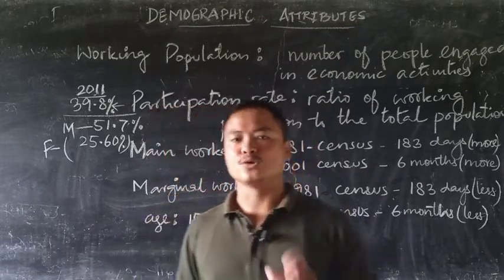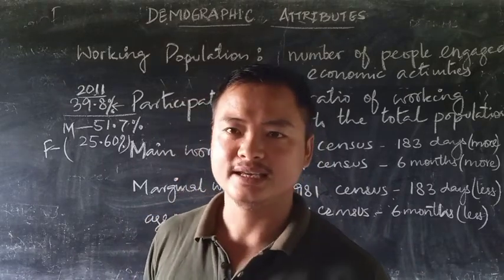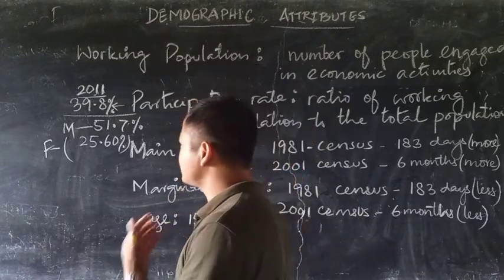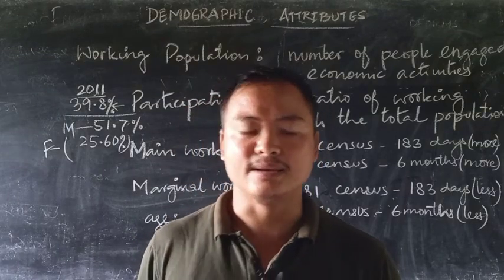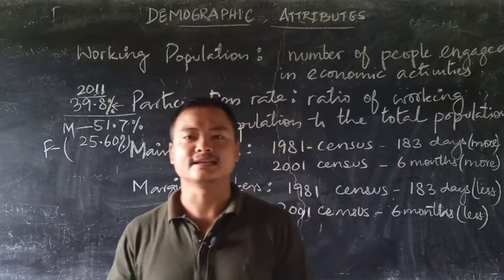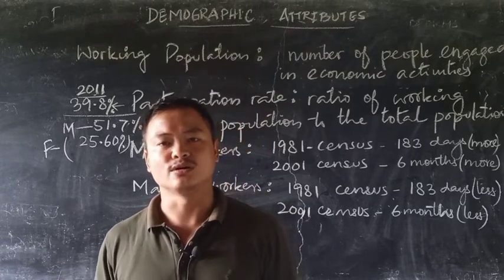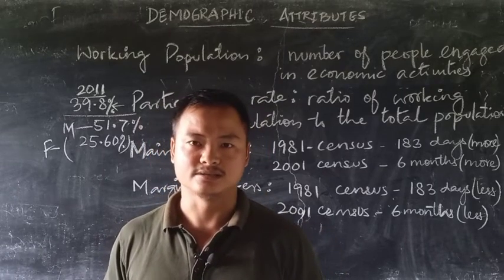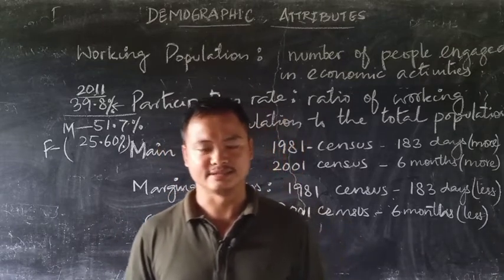Now, what does it show in terms of development when we see the participation rate itself is very low, with only 39.8%, and most of the population involved in agricultural activity? It shows that India is not a developed nation. Either you call it a developing nation or it's still an underdeveloped nation. This is all because of the workforce involved in the economic activities.